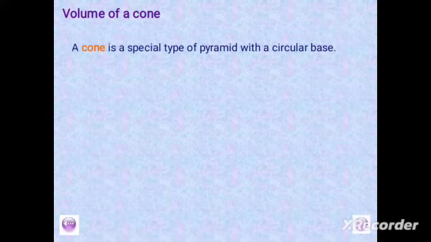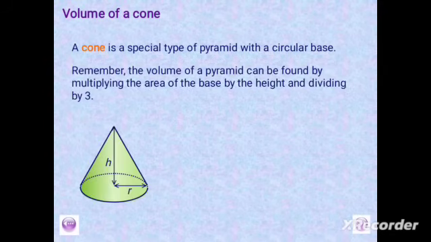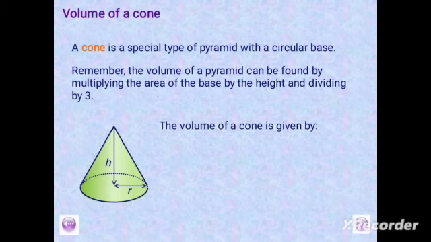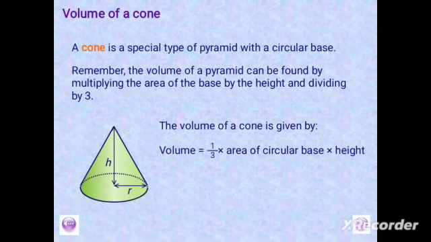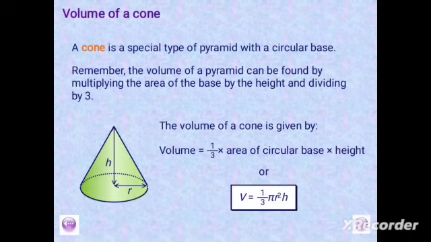Moving to the volume of a cone, so we have that a cone is a special type of pyramid with a circular base, and the volume of a pyramid can be found by multiplying the area of the base by the height and dividing by 3. So we have the volume of a cone given by a third times area of the circular base times height, that is a third pi r squared h.